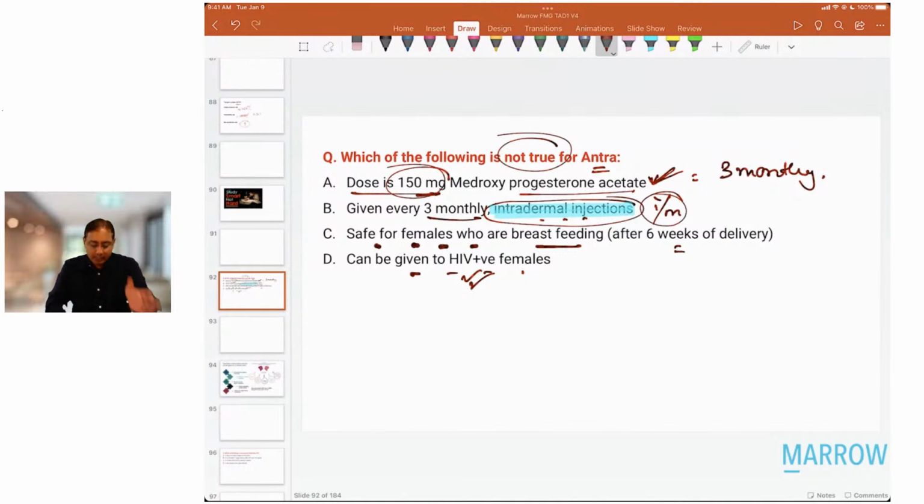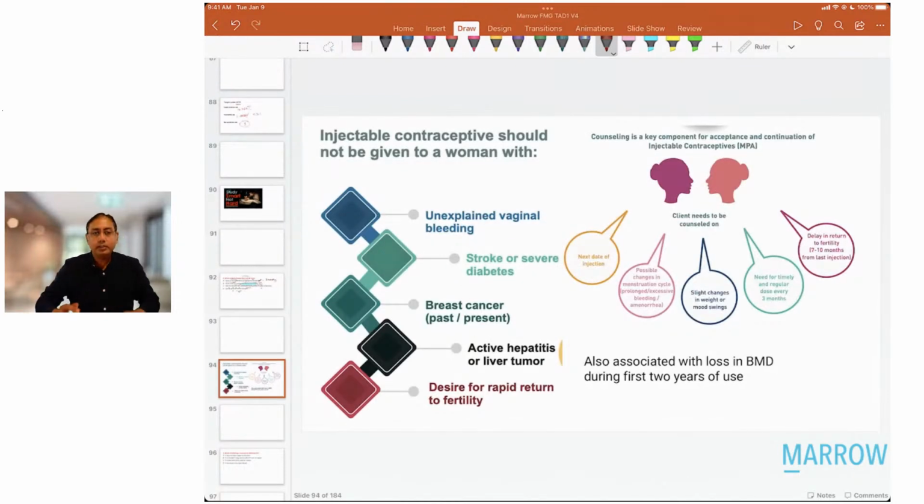This is also absolutely correct. It can be given to HIV positive females. So if you talk about Antra, please remember that Antra can have various side effects and it cannot be given in certain conditions. It is contraindicated in females with unexplained vaginal bleeding, stroke or severe diabetes, females with past or present breast cancer, active hepatitis or liver tumor, and desire for rapid return.